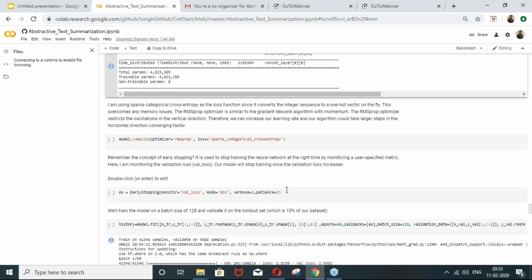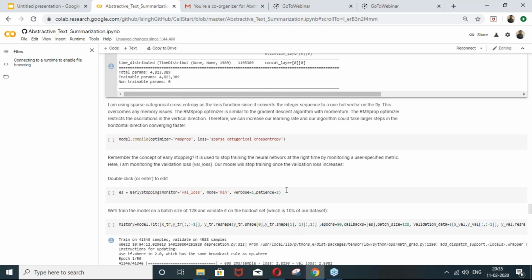So this function restricts the oscillation in the vertical direction. Therefore it increases our learning rate, and the algorithm can take larger steps in the horizontal direction, converging faster. It means that, suppose there are many data sets, we have to proceed in a very good and very fast manner.